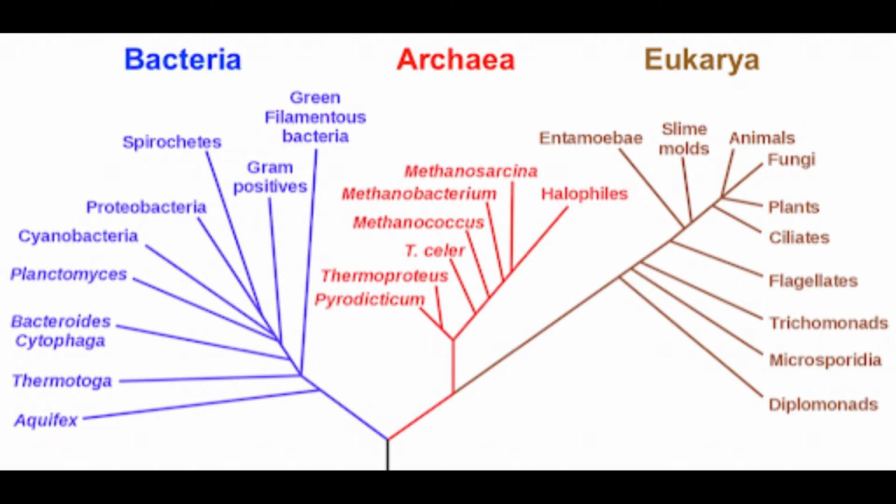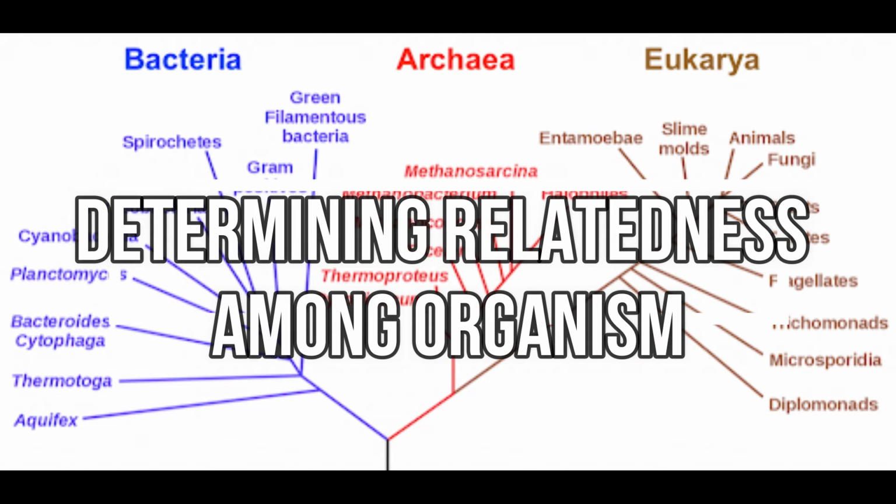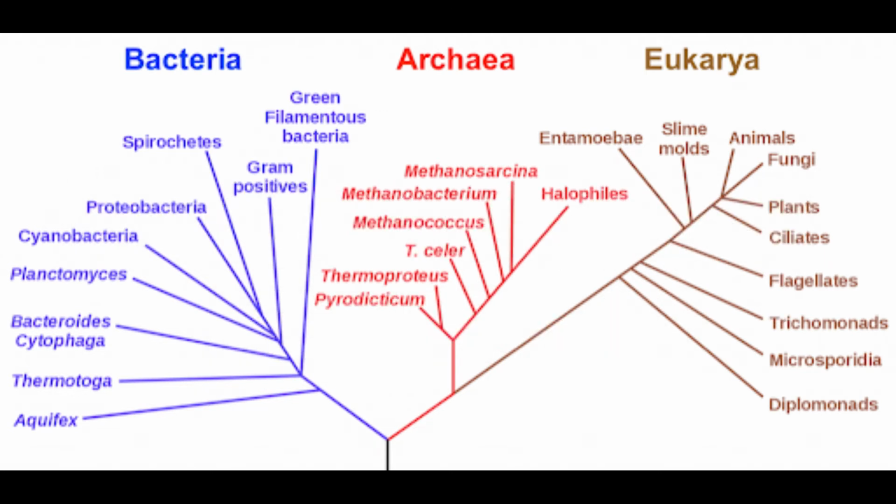In this video we will talk about determining relatedness among organisms. All life on Earth evolved from a common ancestor. Biologists map how organisms are related by constructing a phylogenetic tree. In other words, a tree of life, which is the phylogenetic tree, can be constructed to illustrate when different organisms evolved and to show the relationships among different organisms.